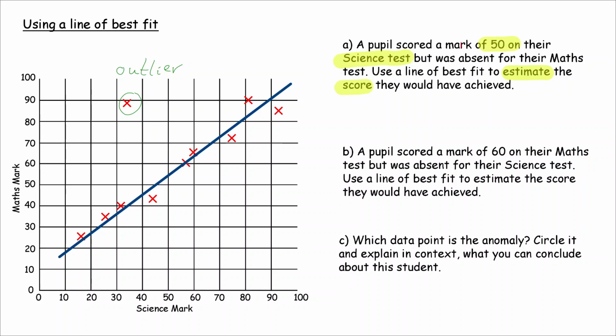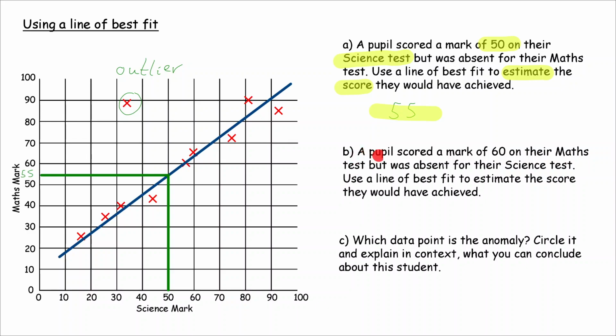Anyway, they get 50 on the science test, so let's now put that onto our grid. So science is here, and 50 is going to be about here, and we go up to my line, which means I can go across to my maths mark and estimate what they're going to get, which looks pretty much in the middle between 50 and 55. So I'm going to say probably that value there is going to be something like 55. So I would say 55 is what they would achieve for their maths mark. And that is that. So I've used my line of best fit to help me answer the question.